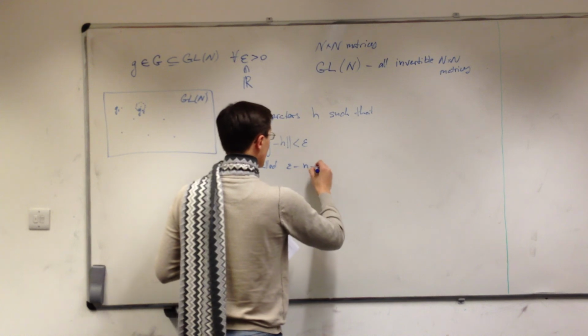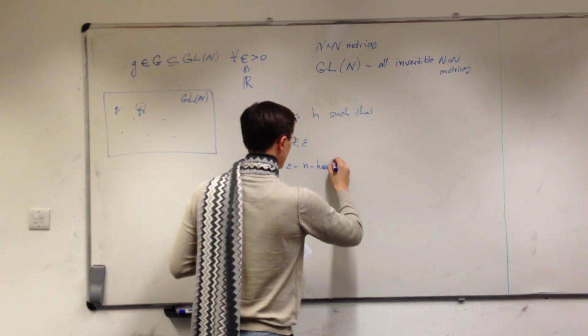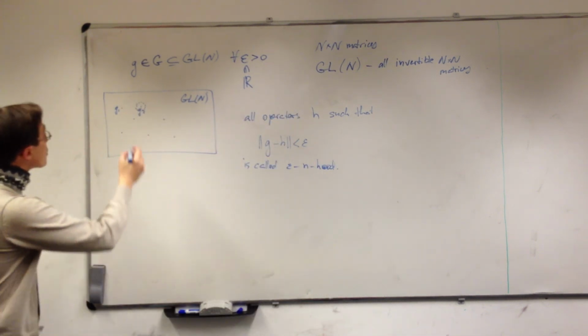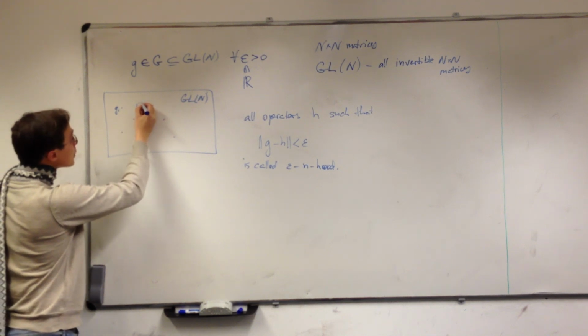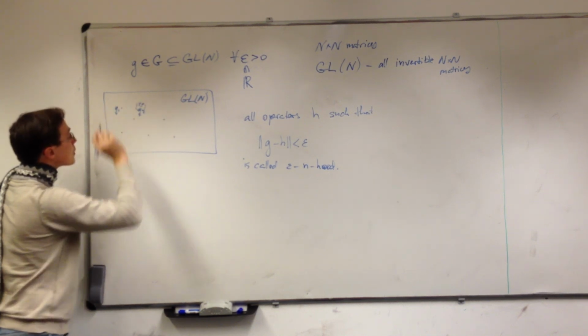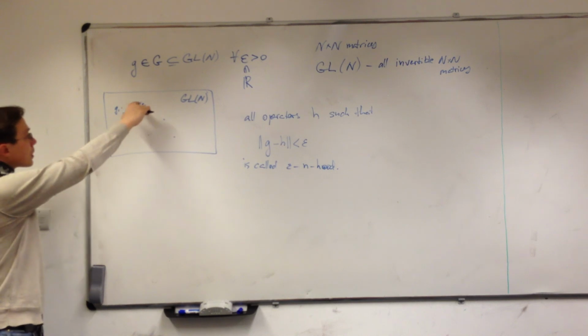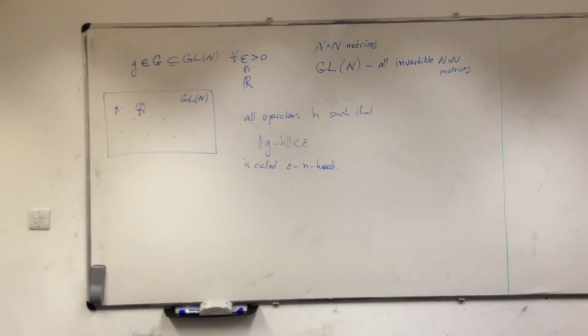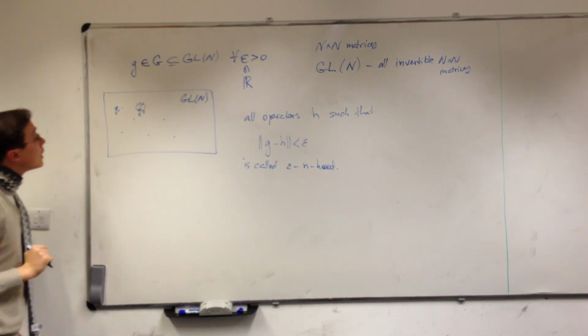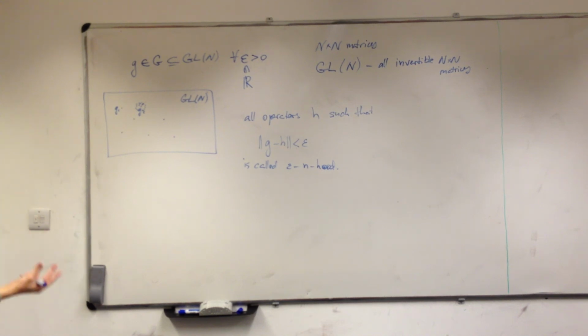Epsilon neighborhood. If we just draw a tiny little radius around this element G and call that radius epsilon, all the operators inside this little ball around G, a specific element, are called an epsilon neighborhood.